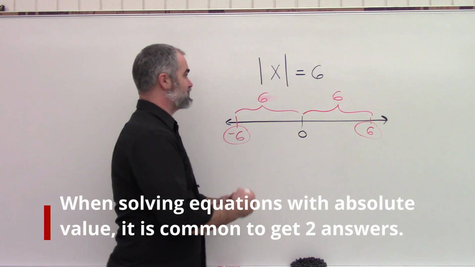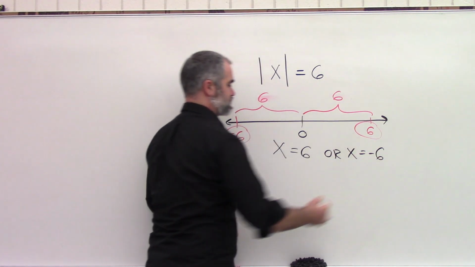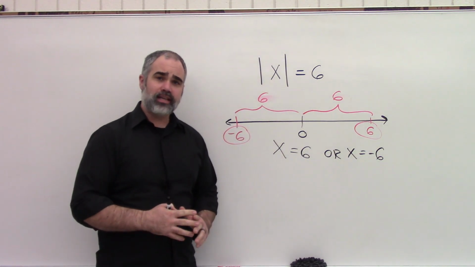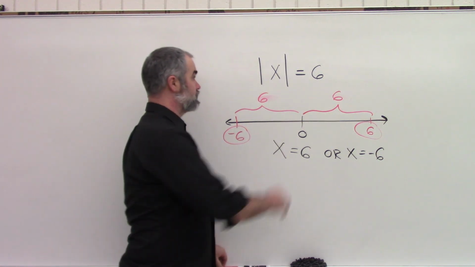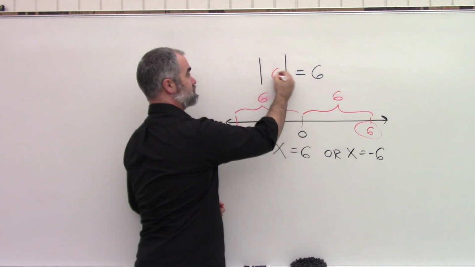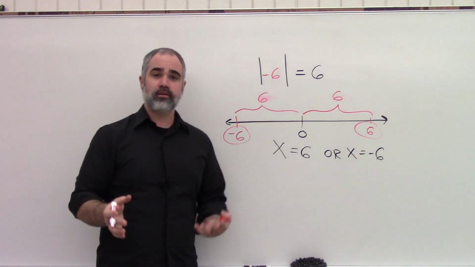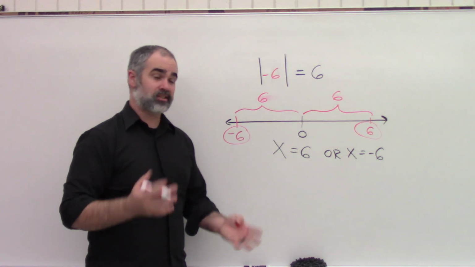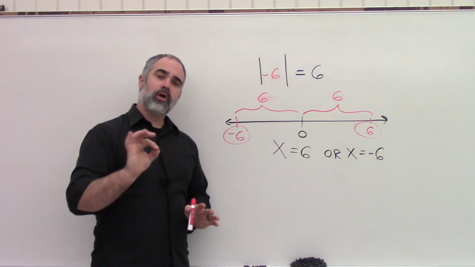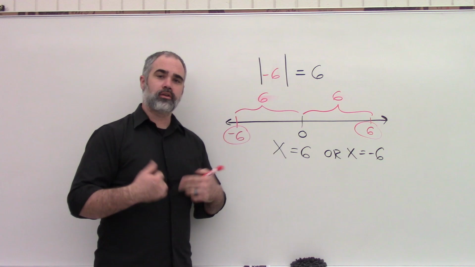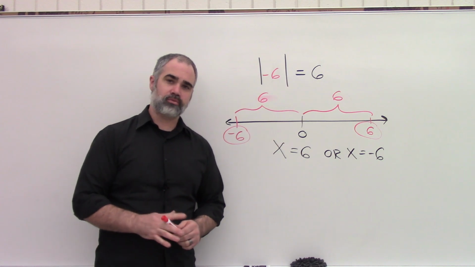X could be 6, or x could be -6. Now that's kind of a weird idea, but if you think about it, we could plug both of these numbers in for x and it works. I could throw 6 in here, absolute value of 6 is 6, it works. I could put -6 in here, and the absolute value of -6 is still 6. Both possibilities work. So when you're doing an absolute value, most of the time you're going to have 2 answers. There are cases where that's not true, but most of the time you're going to have 2 answers. So keep that in mind as we go through this video.